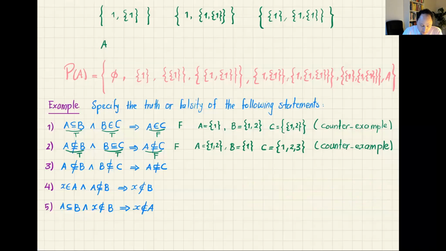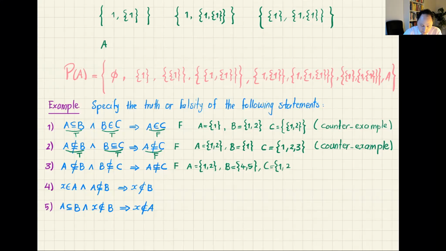This is the purpose of this example, actually. Okay, now can I say that if A is not a subset of B, and B is not a subset of C, then definitely A is not a subset of C? Do you think it is true or false? It's false. Okay, did you provide a counterexample? For example, A could be 1 and 2, B could be 4 and 5, and C could be 1, 2, and 3.